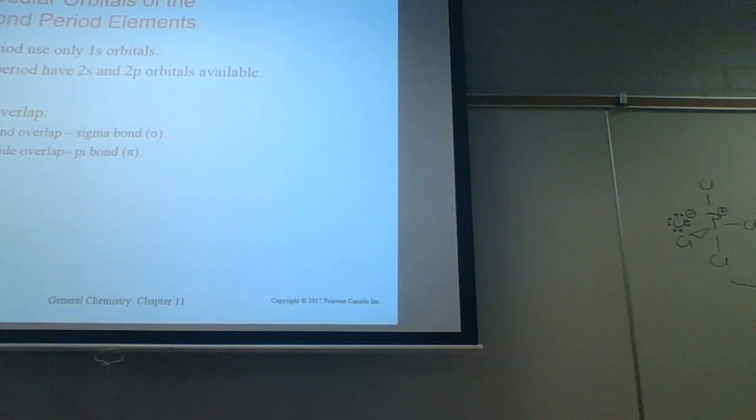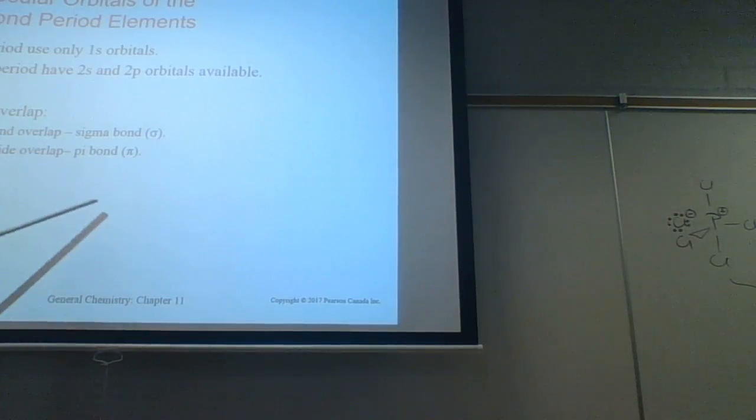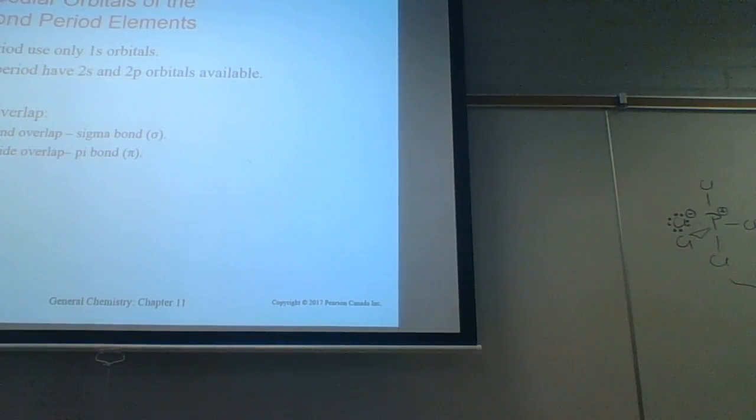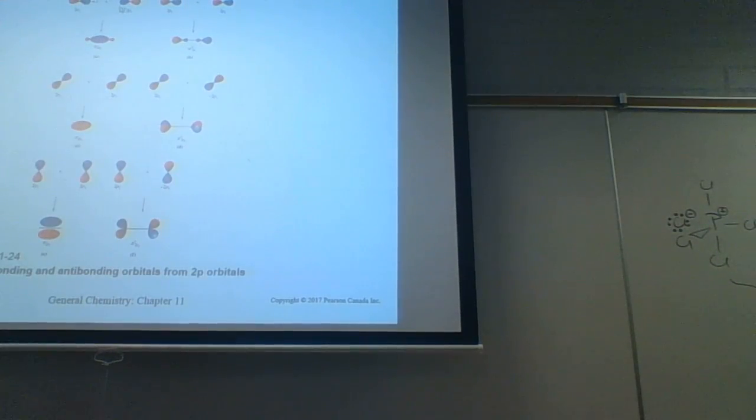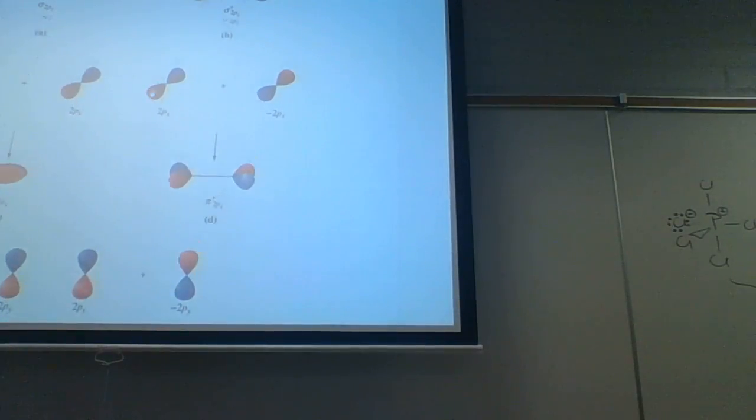All right, we're going to move on to the second period elements. The first period uses only the 1s, so when we get into the second period, we get the 2s and 2p orbitals. And so when we do this, this is p orbital overlap. This is for valence bond theory. For MO theory, we're going to have pi MOs as well as sigma MOs, and we can see how that happens here.